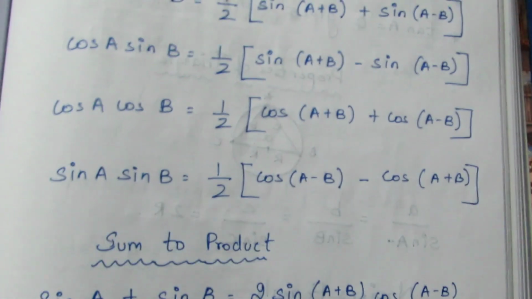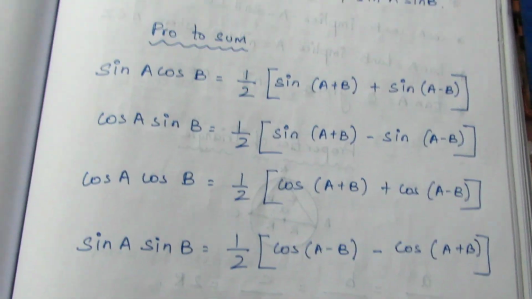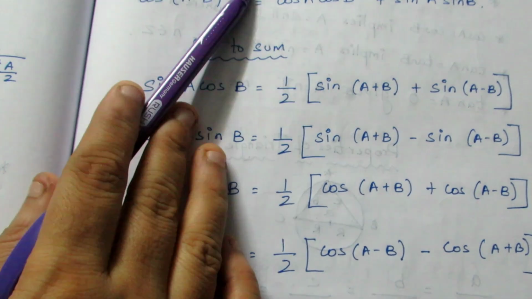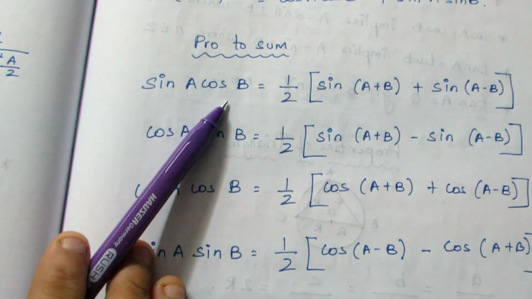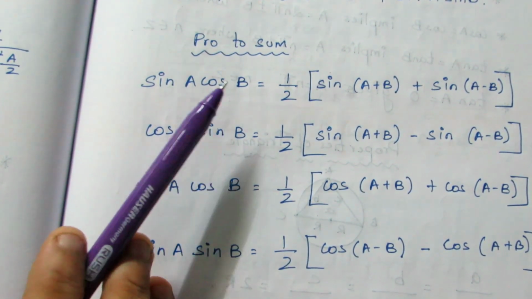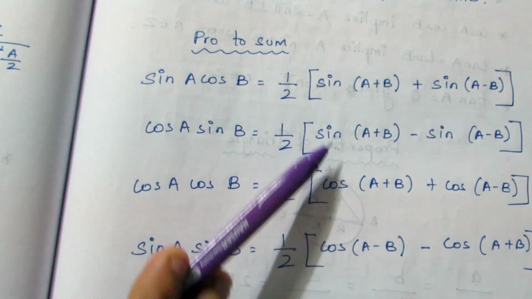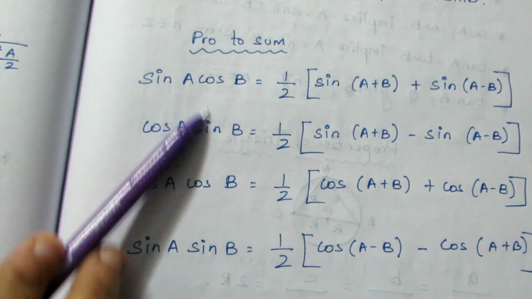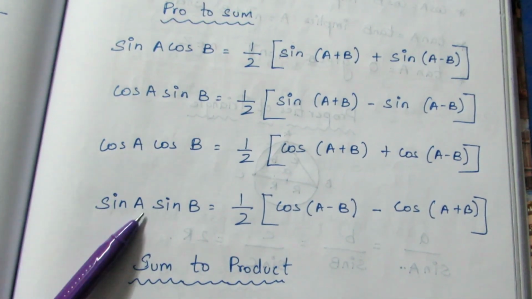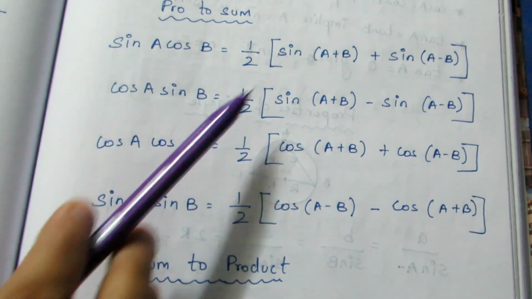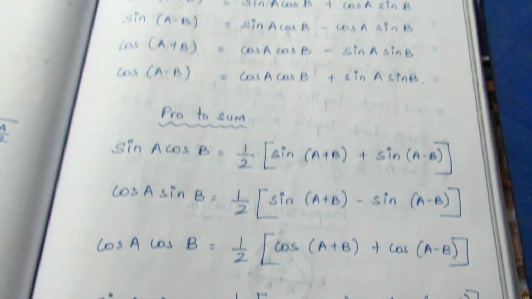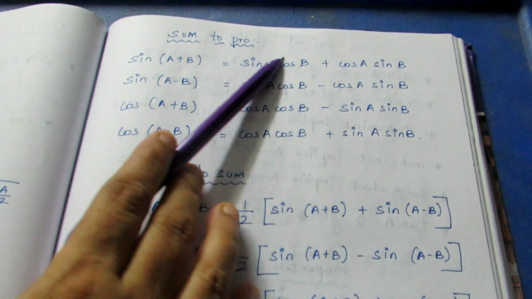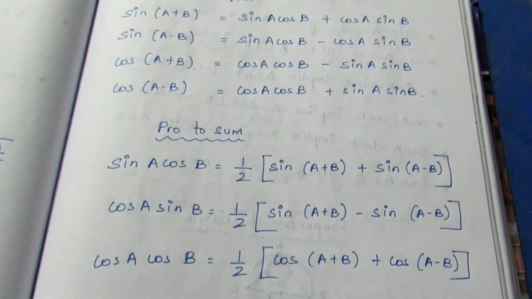Now we'll move on to the product to sum. This is just the formula. We can derive it from the top, that is sum to product. We have already written sin(A plus B). From there we can derive this formula by adding and subtracting the top. We can find this formula, so no need to mug it up. Just have a look, we can derive this formula by solving the sum to product. If we solve these two, we get another formula.